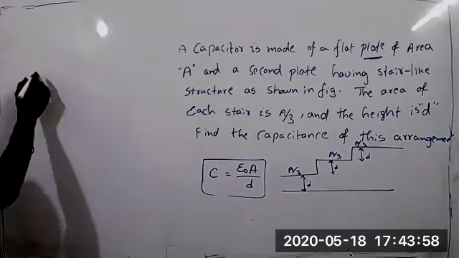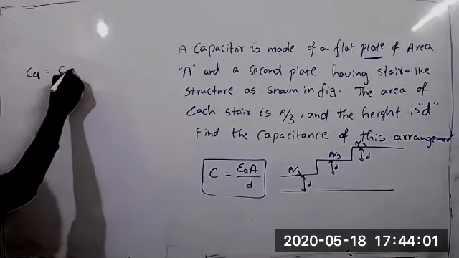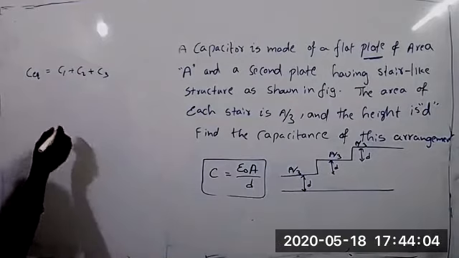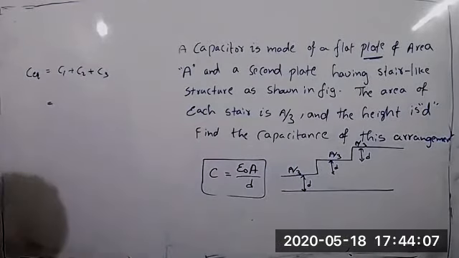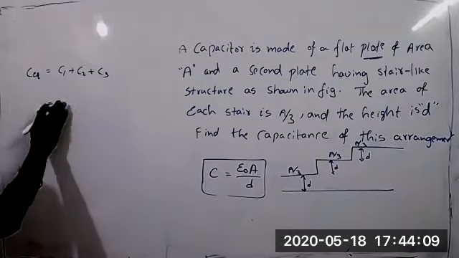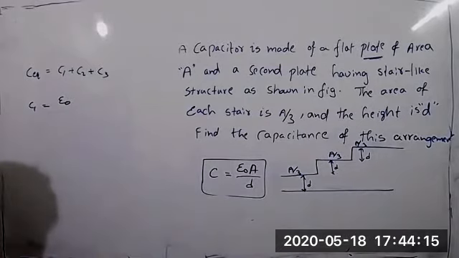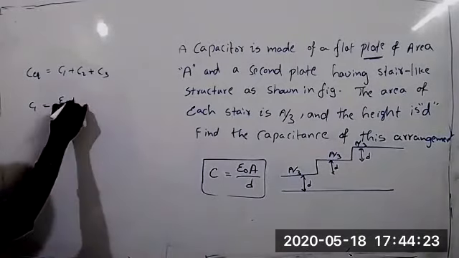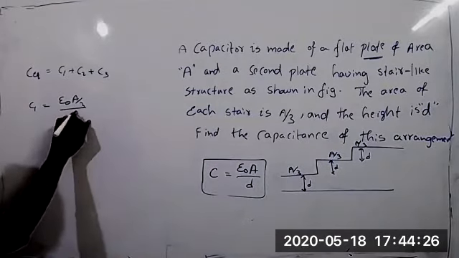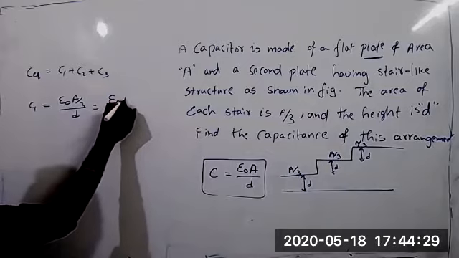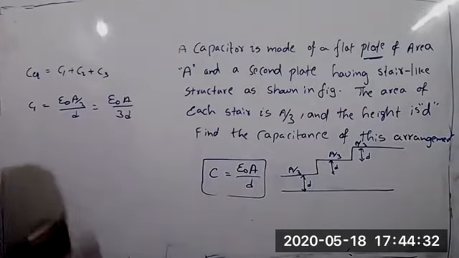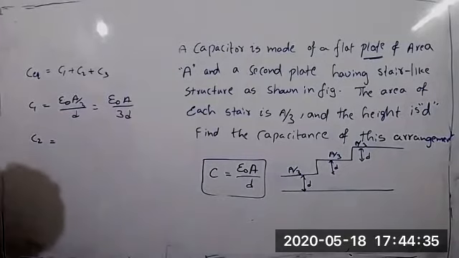C equivalent equals C1 plus C2 plus C3. There are 3 plates they have given. What is the C1 here? Epsilon naught A by 3D, right? Yes, sir. C2 how much? Epsilon naught A by 3D.